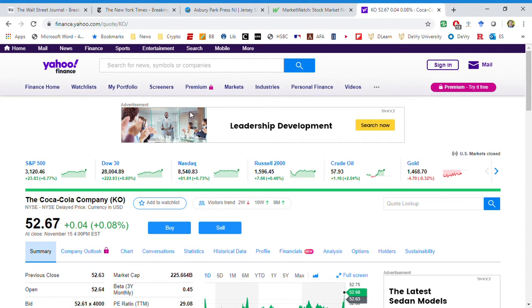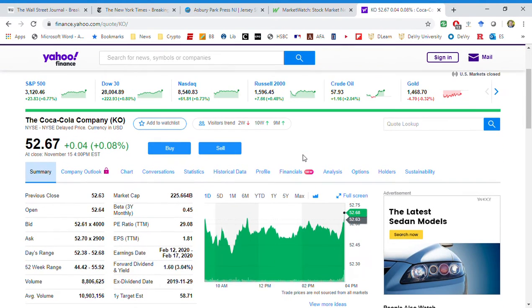Just a brief look at the Gordon dividend discount model. This is Coca Cola. Now, if you've already watched my videos on the capital asset pricing model, you would have at least understood how we derive the proper discount rate for a company.